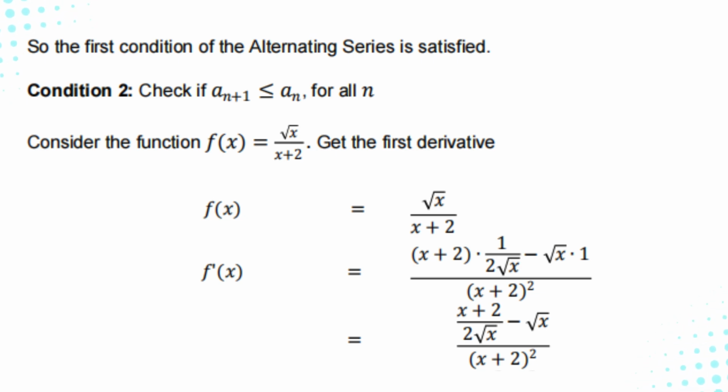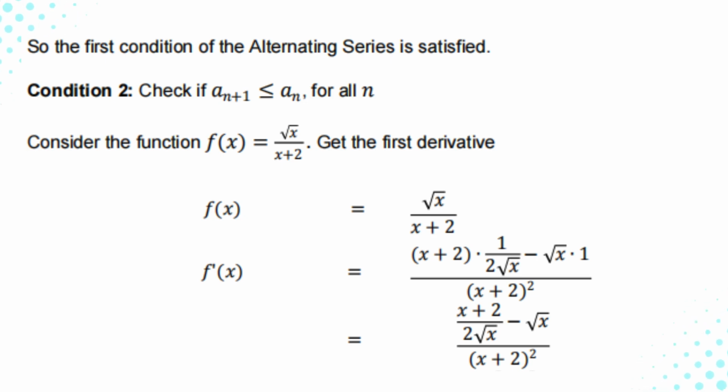Check if a sub n plus 1 is less than or equal to a sub n for all n. Consider the function f of x equals the square root of x over x plus 2. So we need to get the first derivative. Applying the quotient rule, we have f prime of x equals the quantity x plus 2 times 1 over 2 square root of x, minus square root of x times 1, over the quantity x plus 2 squared. So we need to simplify the numerator.